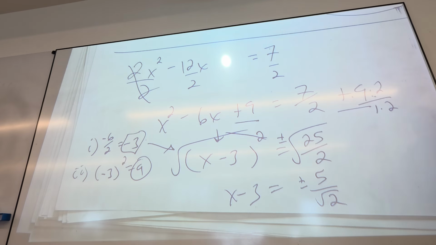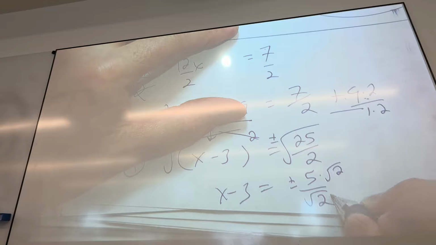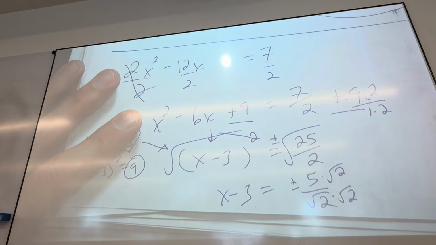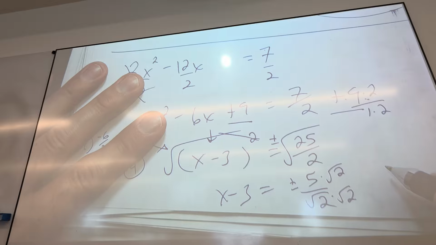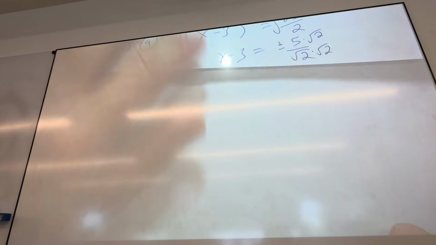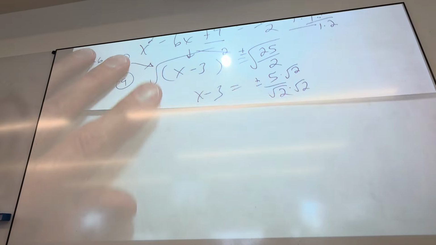So here's what we do. If I multiply top and bottom of this by another rad 2, what does the bottom become? 2. Yeah. Let's see if I can use the space appropriately. Here we go.